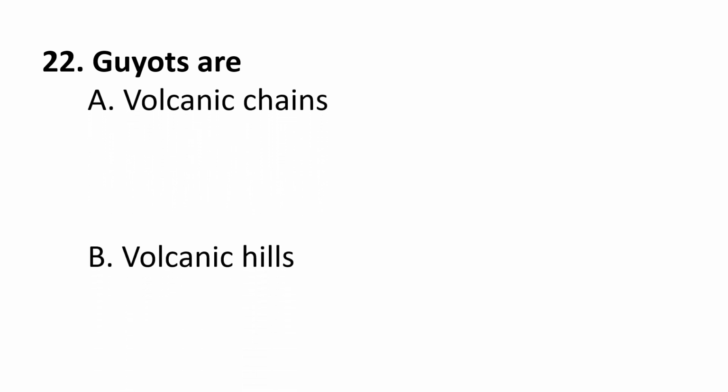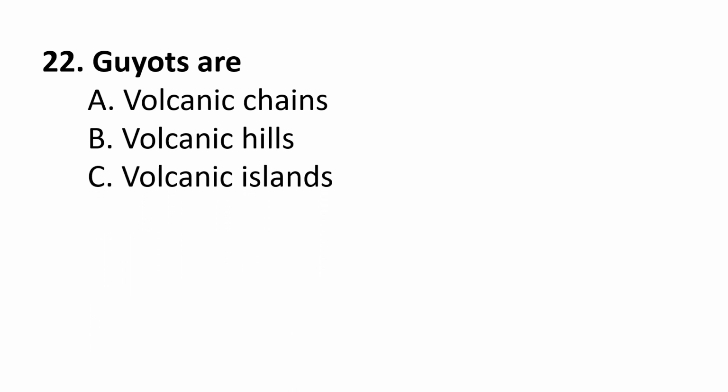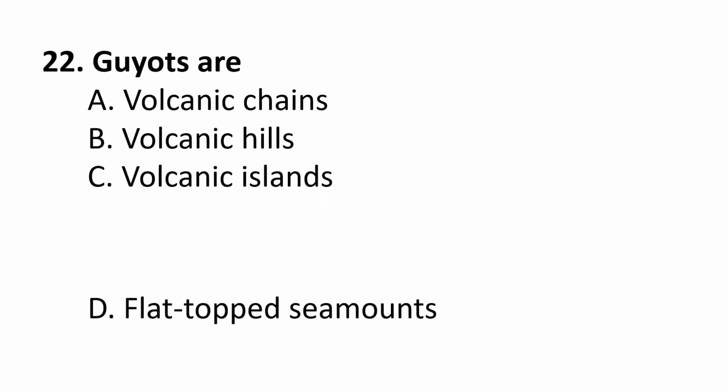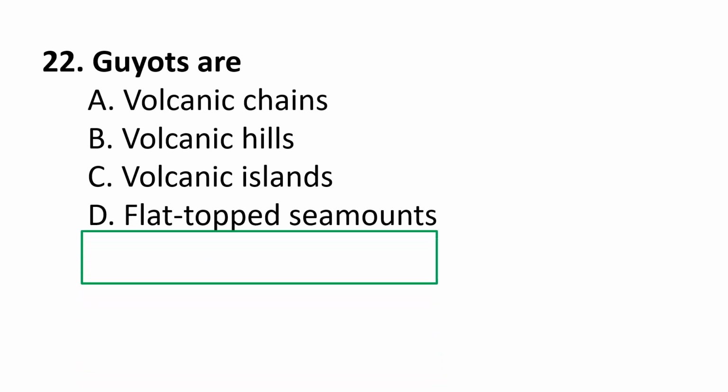Coming to the 22nd question, guyots are. Choices are A, volcanic chains, B, volcanic hills, C, volcanic islands, D, flat-topped sea mounts. So the correct answer is D, flat-topped sea mounts.